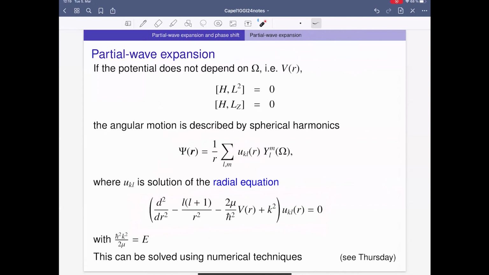Just passing by, you remember we started with a six-dimensional problem, three for the position of A, three for the position of B. We reduced that to three by removing the motion of the center of mass. And now we have solved the angular problem, and so we are reduced to just solving one radial equation. So we went from six dimensions to basically one. That strongly simplifies the issue, and that's one of the gains that we have here.